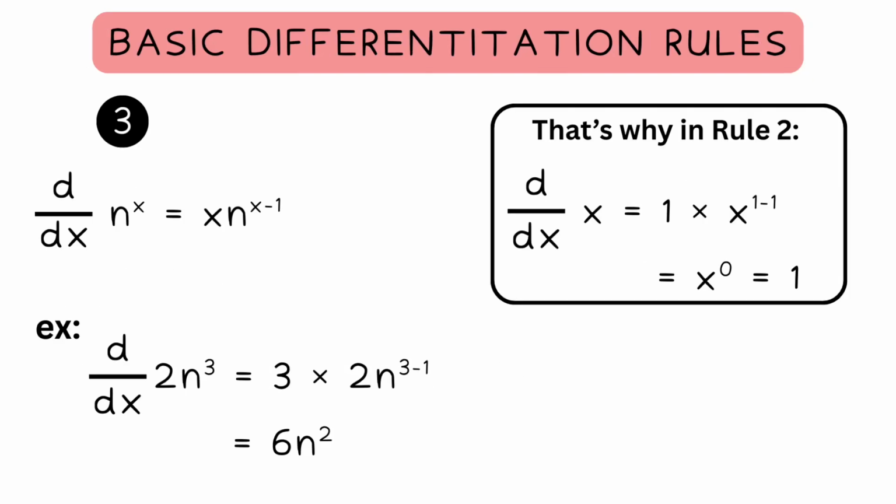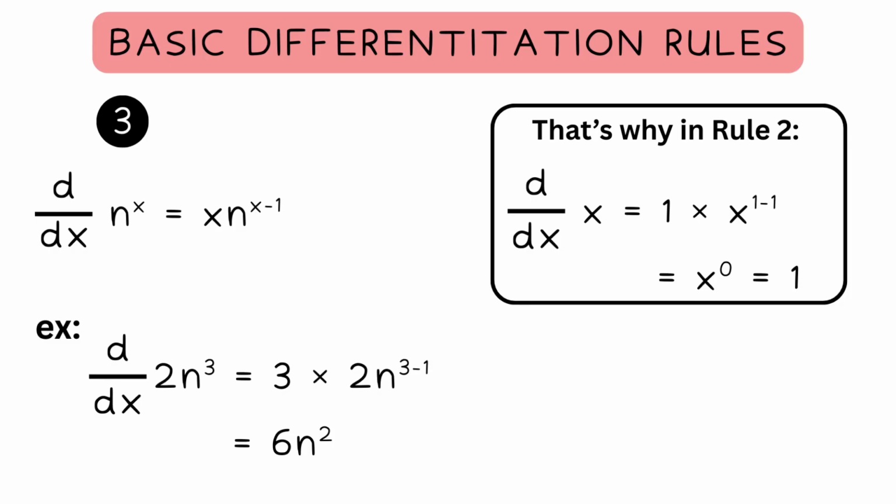And rule 3 is the derivative of x to the power of n is equal to n times x to the power of n minus 1. An example of this is the derivative of 2x to the power of 3, which is equal to 3 times 2x to the power of 3 minus 1, which is equal to 6x to the power of 2. That's why in rule 2, the derivative of x is equal to 1 times x to the power of 1 minus 1, which is equal to x to the power of 0, which is equal to 1.